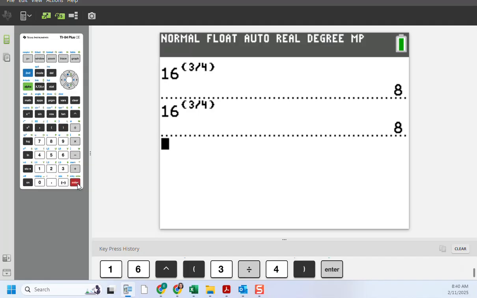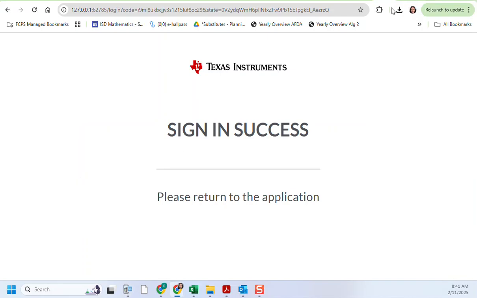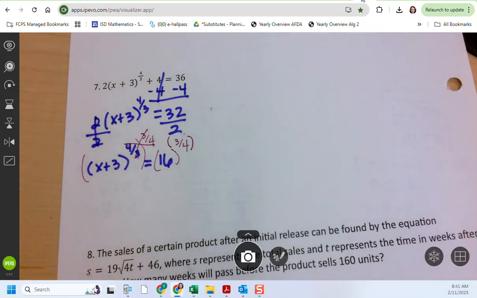Now remember, we're not doing 3/4 of 16. You guys know that 3/4 of 16 is not 8, right? What we did there was we did the 4th root of 16, which is 2, and then 2 to the 3rd power, which is 8. But your calculator did it all in one step. All right, so we got 8.